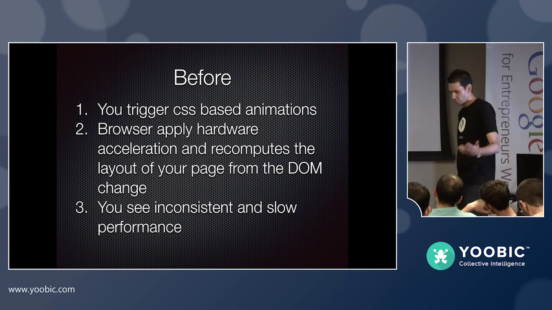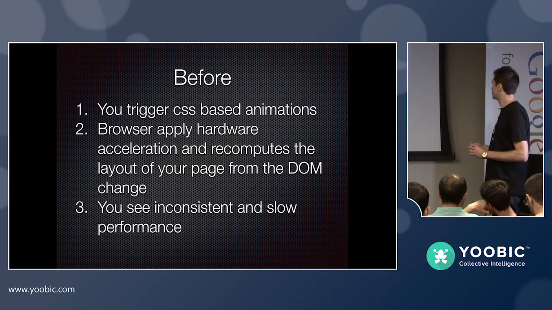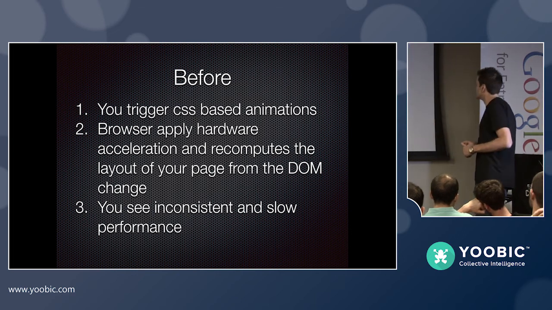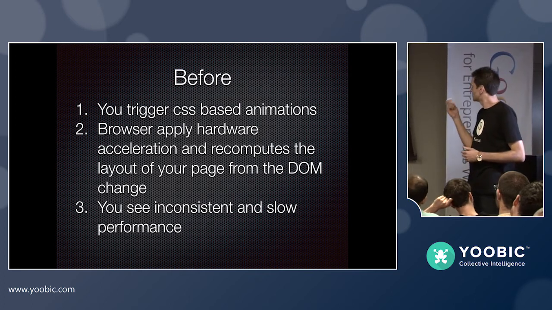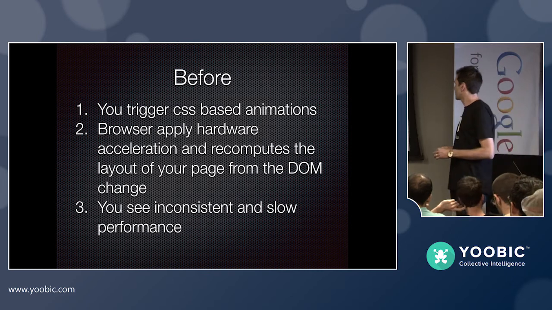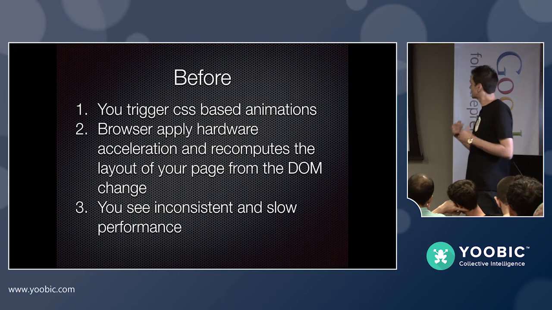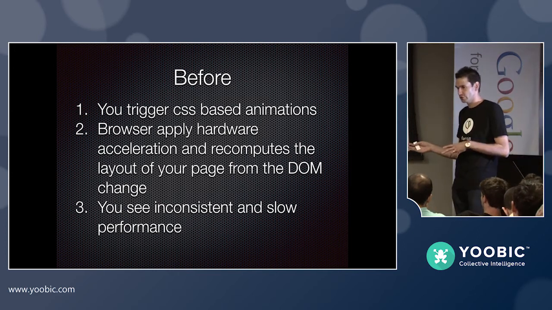So how does it work? Before we had Famous, and we needed to do some animation in our browser, you probably needed to trigger some CSS-based animation, and then the browser knows how to apply hardware acceleration and recompute the layout of your page from the DOM change.